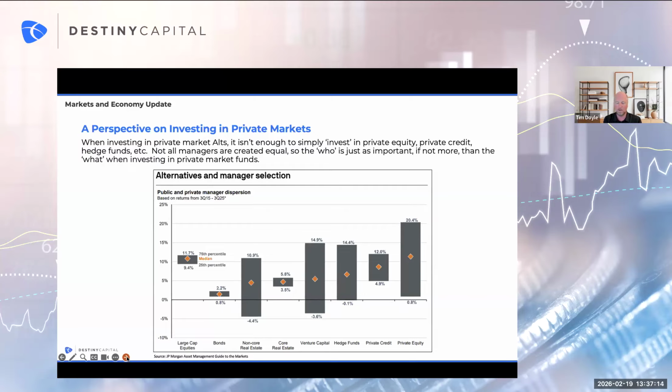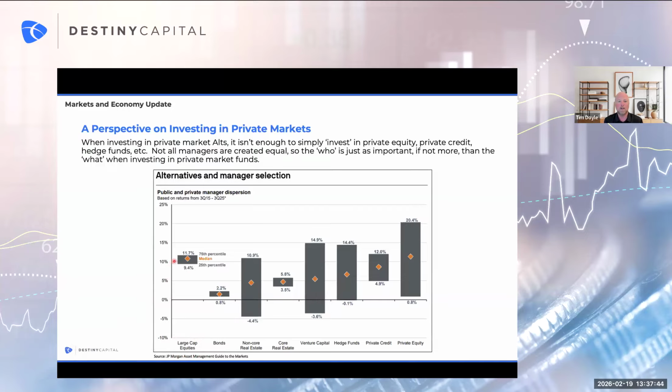In stock investing, for example, when you're investing in a mutual fund, and this chart at the center of the page really helps to illustrate this. So to walk you through this, I want to draw your attention to the narrow gray bar on the left side of this particular chart, where it shows the dispersion in return for large cap equities. So publicly traded stocks, large cap stocks, S&P 500 type companies.